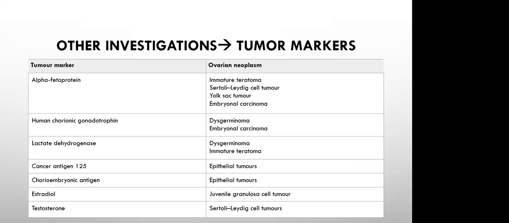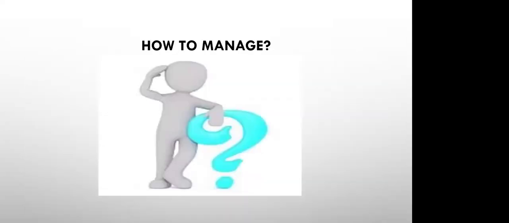Then CA125, this is the cornerstone tumor marker in epithelial origin tumors. Sometimes carcinoembryonic antigen may also be increased with epithelial tumors, and definitely estradiol is the landmark tumor marker for granulosa cell tumor, and testosterone for androgen secreting Sertoli cell tumor.